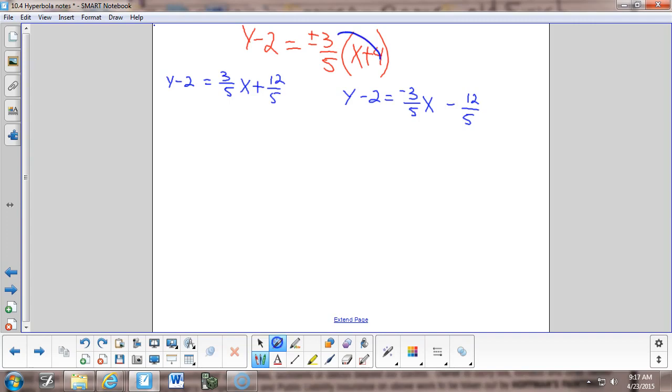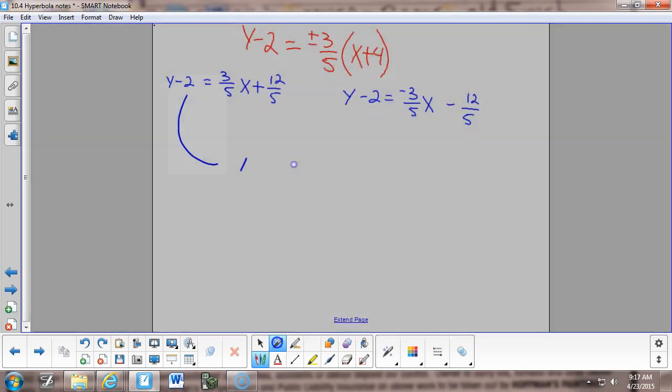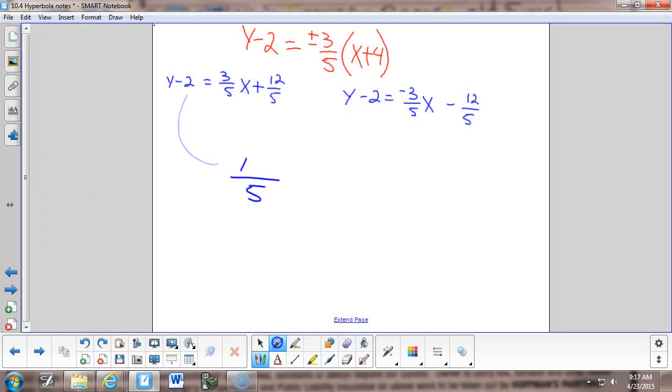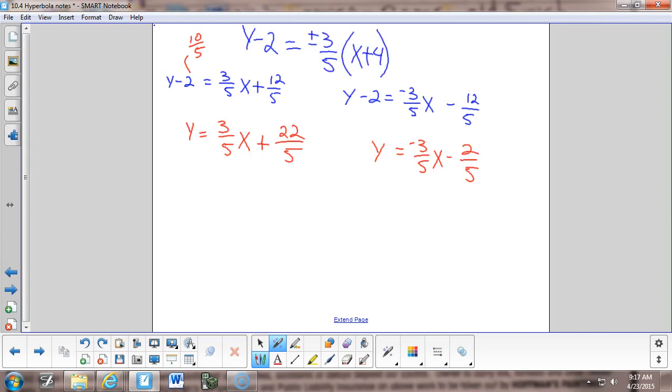Distribute. That's where the 12/5 comes from. One of them's plus, one of them's minus. When I add 2 to both sides, in fifths, that's 10. Darn. That's 10/5. 10/5 added to both sides gets me those.